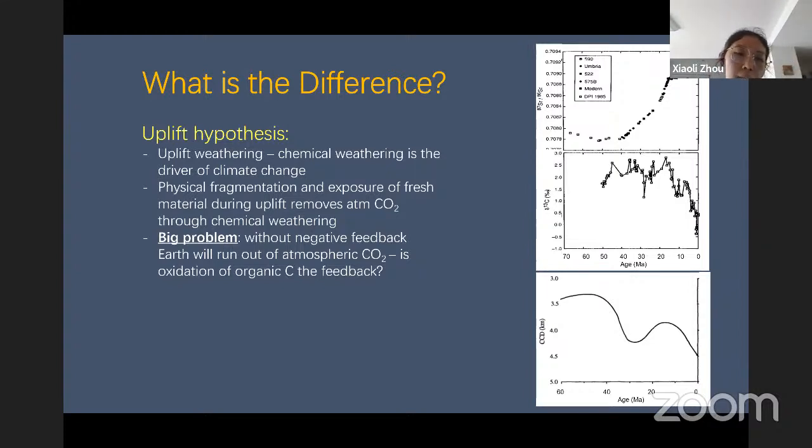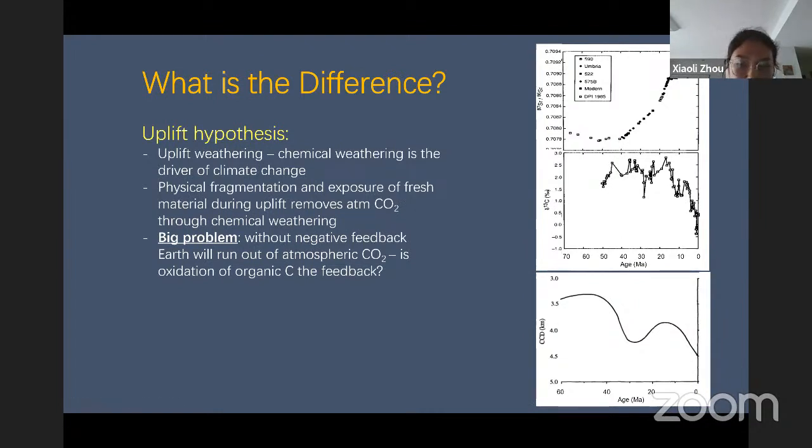However, there's a big problem here because there is not a negative feedback. That means if the weathering continuously reduces the CO2 concentration, within a very short time period, the CO2 would be completely consumed. But we have not seen such a runaway condition over the Cenozoic.